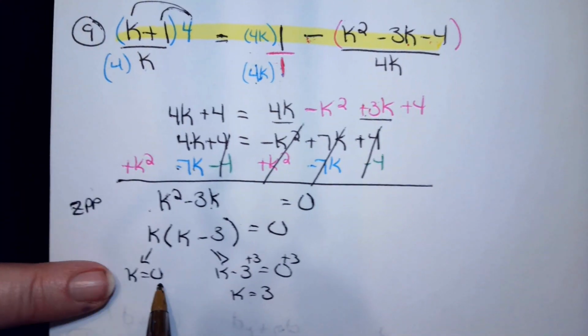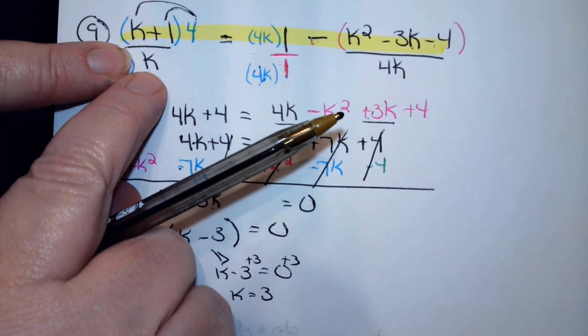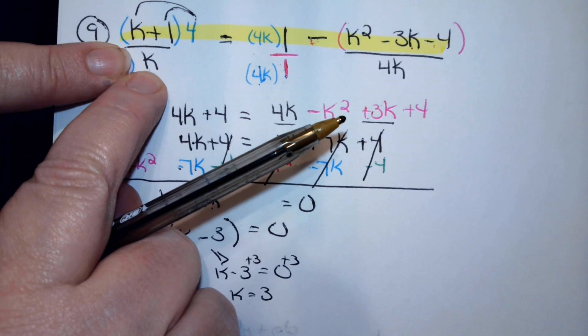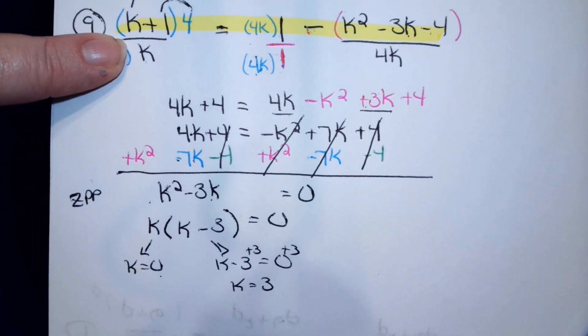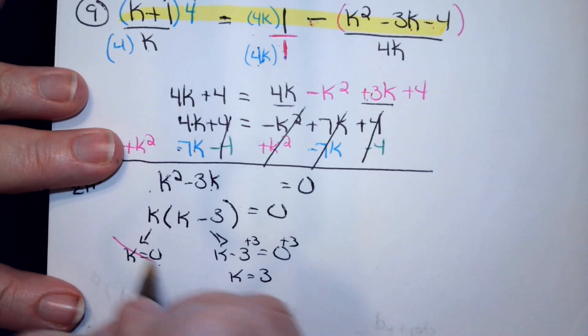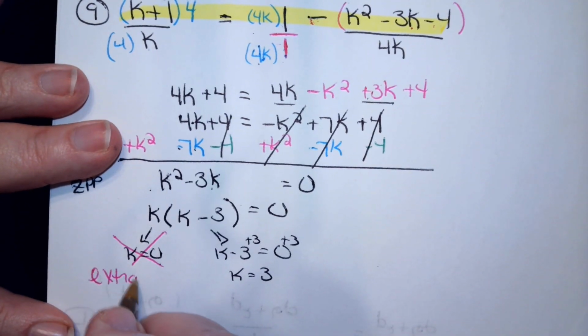Alright, so if I put a 0 into the original problem, I would end up with a 0 in the denominator. 4 times 0 is 0. So I cannot have a 0 in the denominator, so that means that 0 is an extraneous solution.